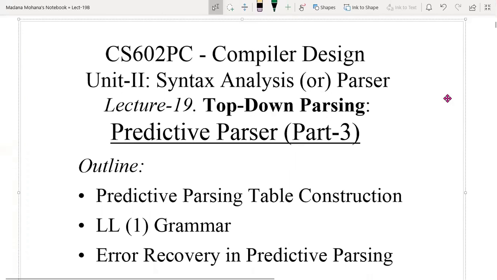Welcome to the course Compiler Design. In this lecture, we are going to discuss the continuation of predictive parser. So this is the last part of predictive parser.